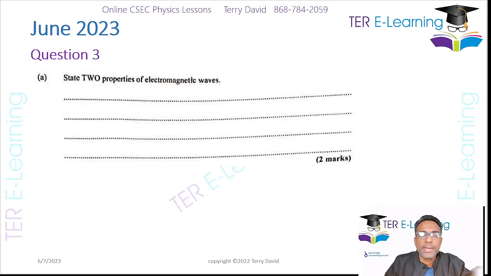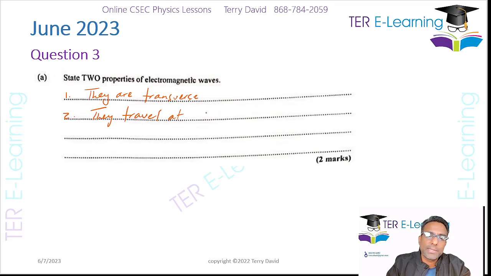All right, next thing here now. So this is the third question. State 2 properties of EM waves or electromagnetic waves. What we can say is that they are transverse. All EM waves are transverse waves. They travel at 3 by 10 to the 8 meters per second in a vacuum.